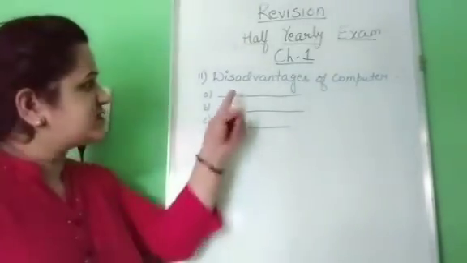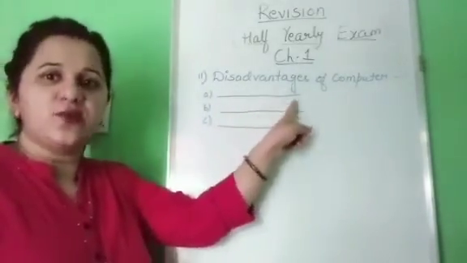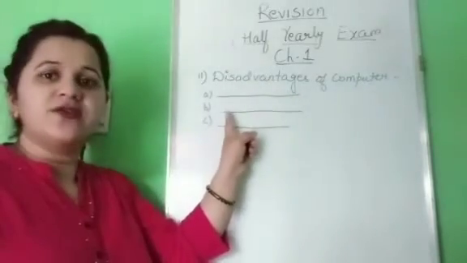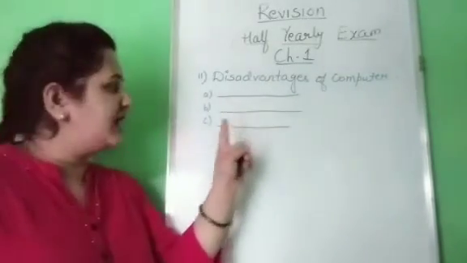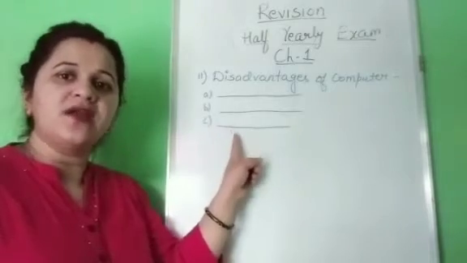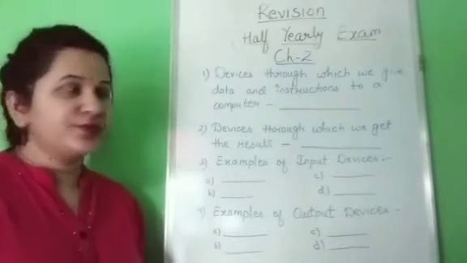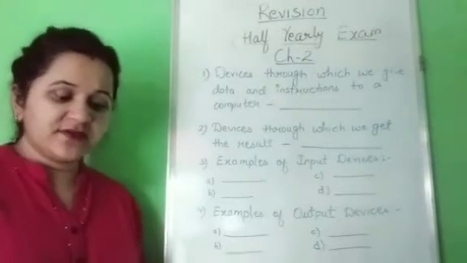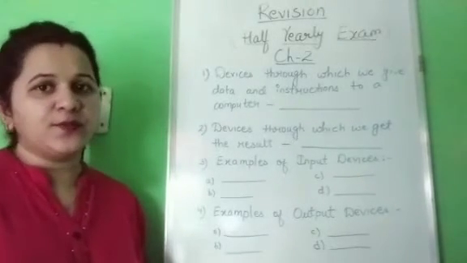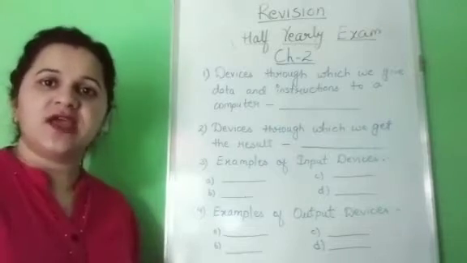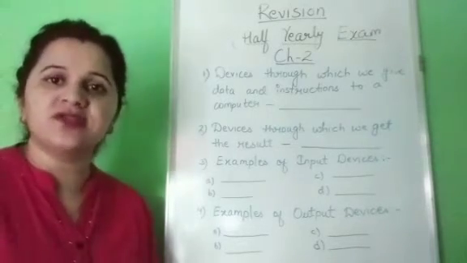Okay. First you will write down effect on environment. Next you will write down effect on health. And third, you will write down virus attack. Come to the next chapter, chapter number 2. Okay. And chapter number 2 is our input and output. We studied about the input, output devices and also storage devices.